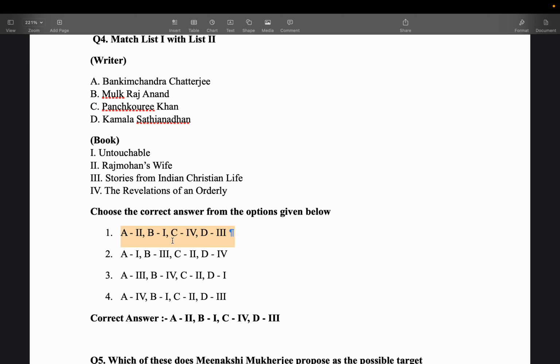Only this one option is there like that. Mulk Raj Anand. What did he write? Untouchable. Who doesn't know? Panchkori Khan. Okay, if you don't know that, it doesn't matter because anyway, you know the answer. Panchkori Khan wrote The Revelations of an Orderly. Kamala Satyanathan wrote Stories from Indian Christian Life. That is actually wrong. It is Saguna, Stories of Native Christian Life. That is the subtitle. Anyway, that is the answer.